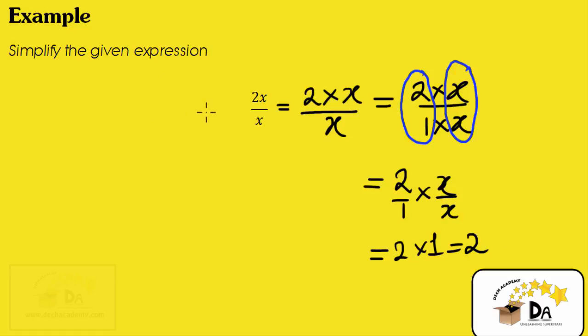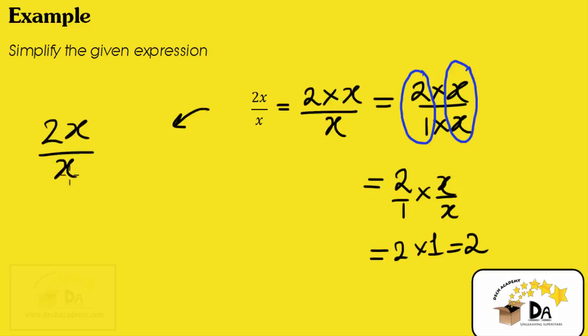Another approach is to have our original expression 2x divided by x. Now we have a fraction, and the expression will be simpler if we just had a whole number or some expression that wasn't a fraction. And we can achieve this by getting rid of the x in the denominator. And this can be achieved by dividing x by x.